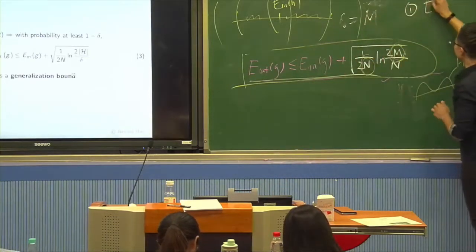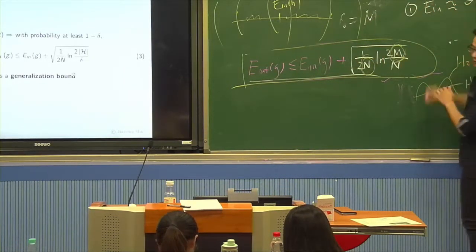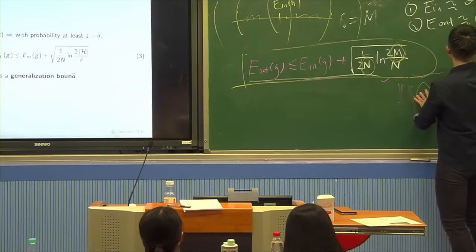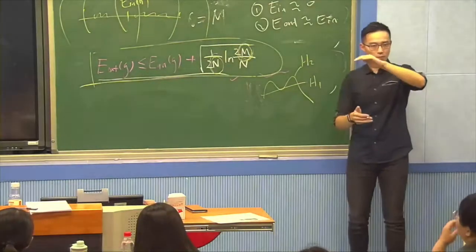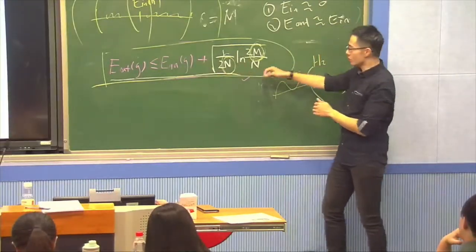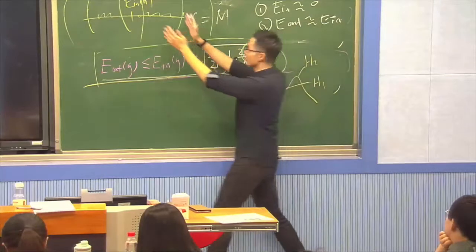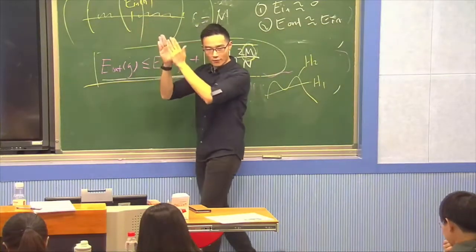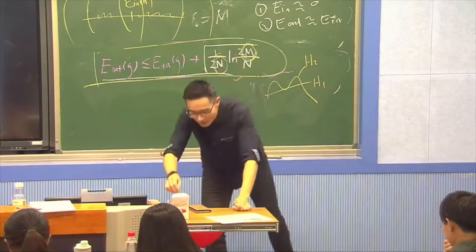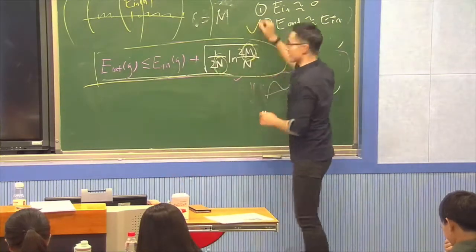The first goal is we want our E in to be almost zero. We want to drive E in to zero. The second is we want our E out to be almost similar to E in, okay? Right, these are two goals. So if you make your model simpler, then according to our results here, your generalization bound is closer, right? So your E out and E in are very, very similar. So which goal do we achieve? We achieve the second goal, right?